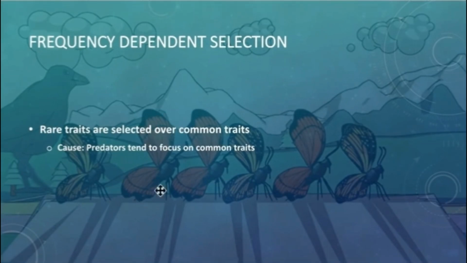So, we have big orange butterflies and smaller yellow butterflies. Let's say the predator, which is this crow right here, only sees the big orange butterflies and it preys on those. These orange butterflies will then reduce in population, and the rare yellow butterfly phenotype will increase, making them the common species and traits in the population.